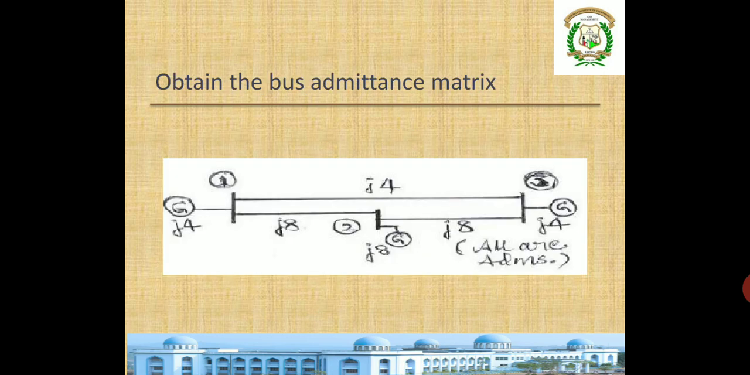Let us see one problem, how to solve it. See, this is a 3 bus system, 1, 2 and 3, their admittances are given. It is clearly mentioned all values are admittances. The element connected between 1 to 2 has the admittance value j8. The element connected between 1 to 3 has admittance value j4. And the element connected between 2 to 3 has admittance value j8. And all the 3 buses are connected with 3 different generators. Each has different admittance values, j4, j8, j4, like that.